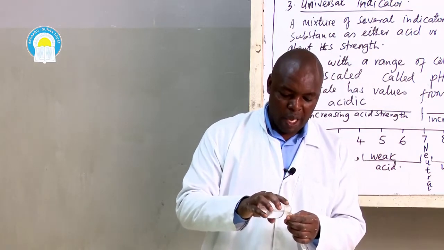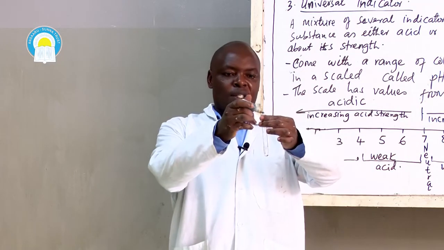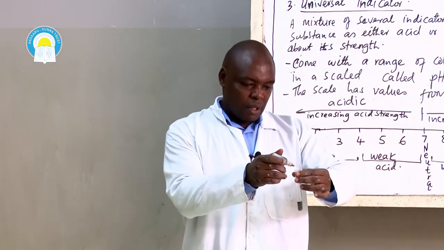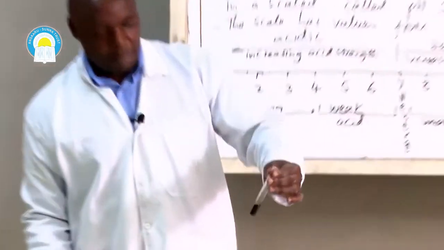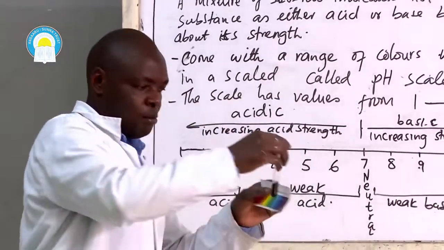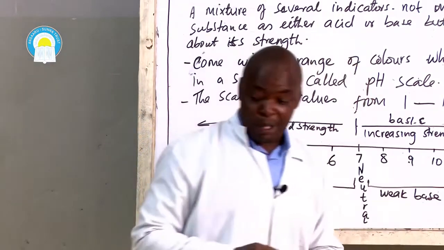Let's use sodium hydroxide solution with the same universal indicator. You find that this sodium hydroxide has a pH of 14. pH 14, we have seen, is a strong base.